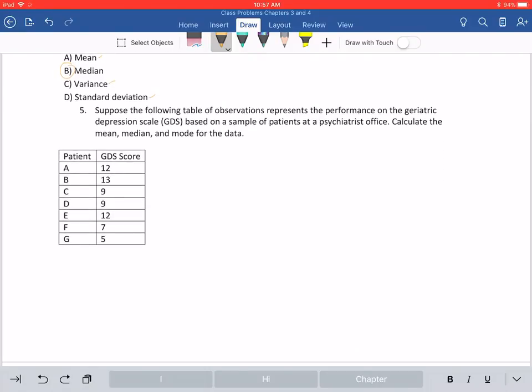Number 5. The following table of observations represents the performance on the Geriatric Depression Scale, GDS, based on a sample of patients at a psychiatric office. Calculate the mean, median, and mode for the data set.